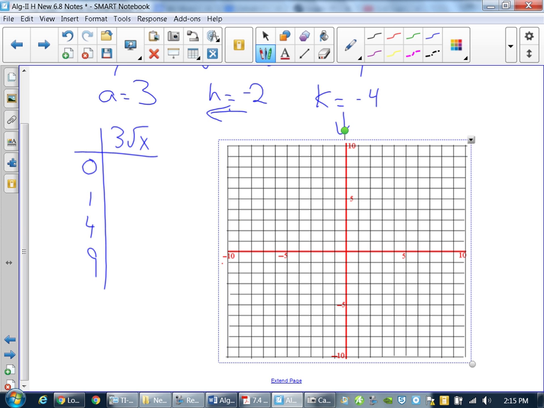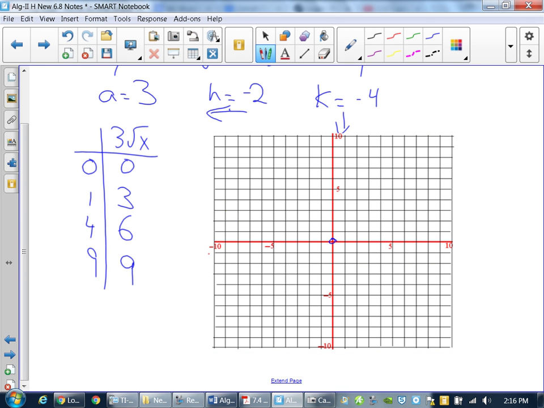What's the square root of 0? 0. What's 3 times 0? 0. Okay. What's the square root of 1? What's 3 times 1? What's the square root of 4? What's 2 times 3? What's the square root of 9? What's 3 times 3? 9. There's your parent function. Those are your ordered pairs. That's what you start with. Always plot your a root x first, because that gives you your 4 starting points. So 0, 0; 1, 3; 4, 6; 9, 9.